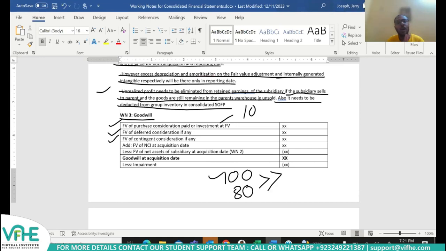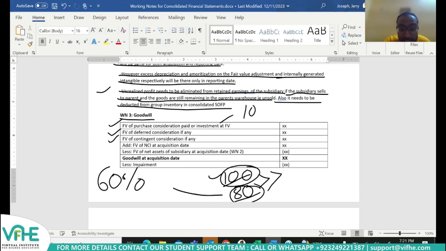Now you will say, sir, now you got all the consideration we have paid. Now I just need to deduct the 80, that is the asset value. I would say no. Why? Because I am only purchasing 60% of the company. How can I deduct the 80 rupees, because 80 rupees relates to 100% of the company? So that is not a fair deduction. So what do I have to do? I have to make this 60% into 100%.